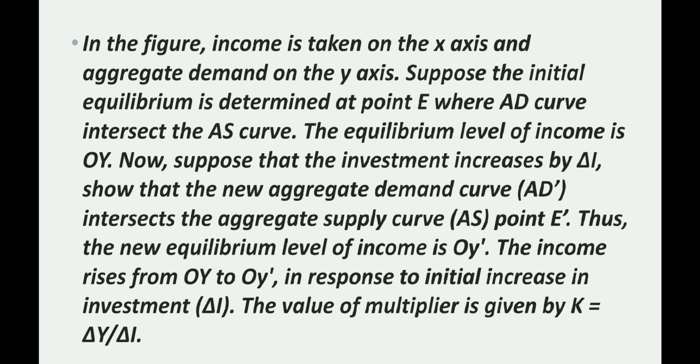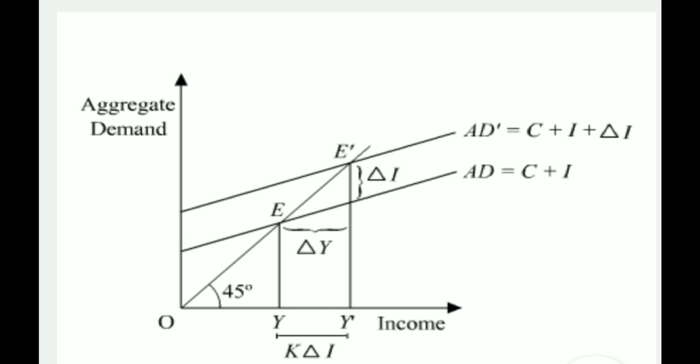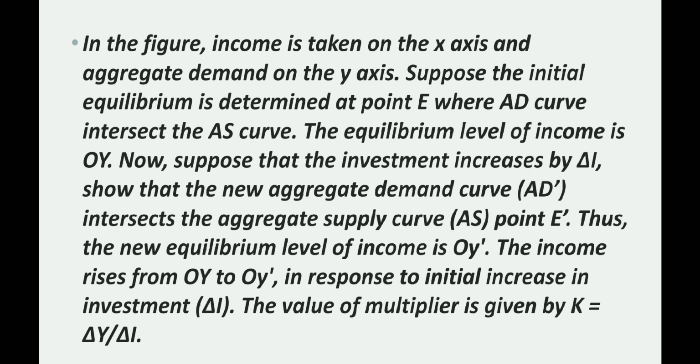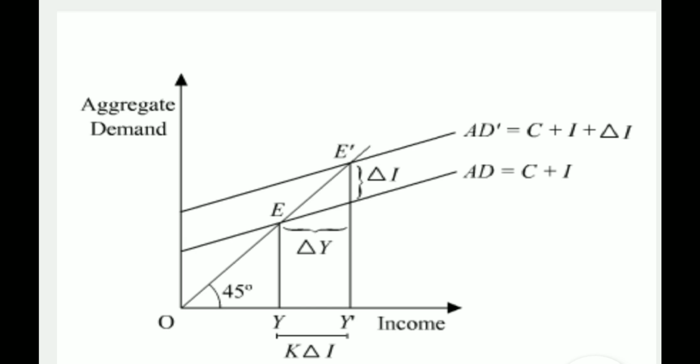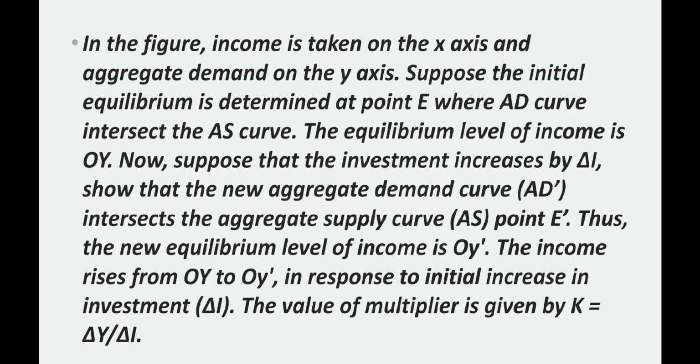Now suppose that the investment increases by delta I, so the new aggregate demand curve AD dash intersects aggregate supply curve AS at point E dash. Thus, the new equilibrium level of income is OY dash. Income rises from OY to OY dash in response to initial increase in investment. The value of multiplier is given by K is equal to delta Y by delta I.